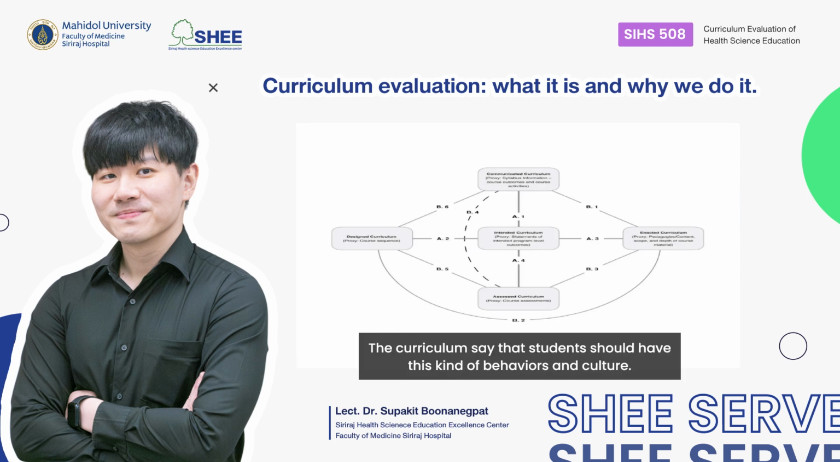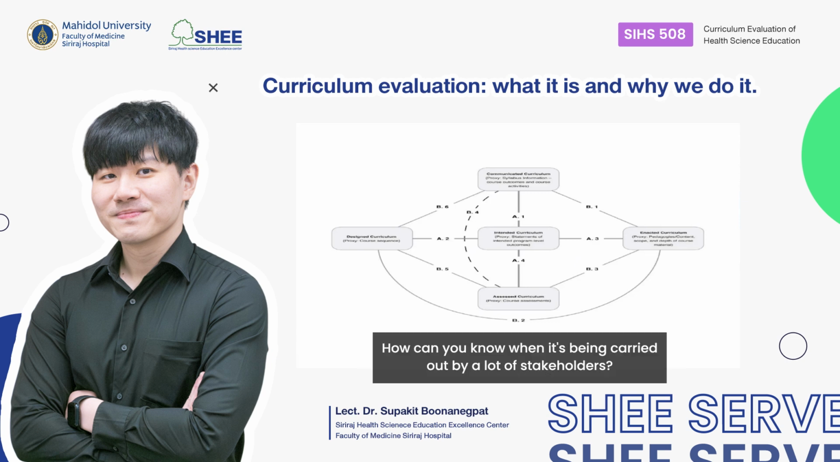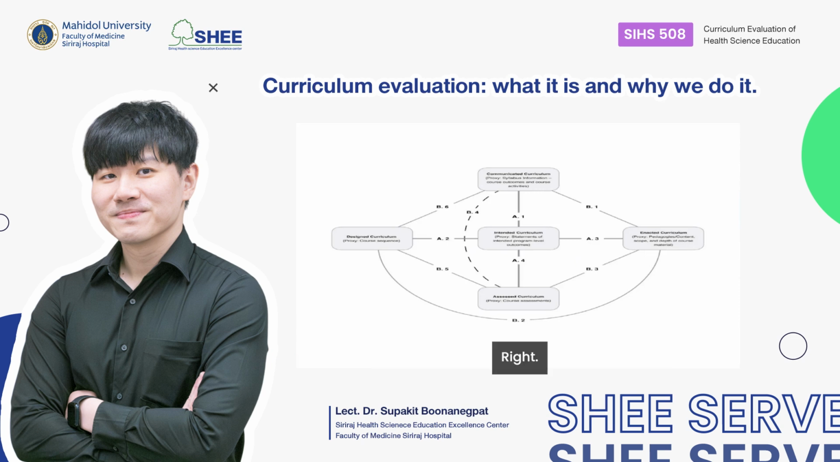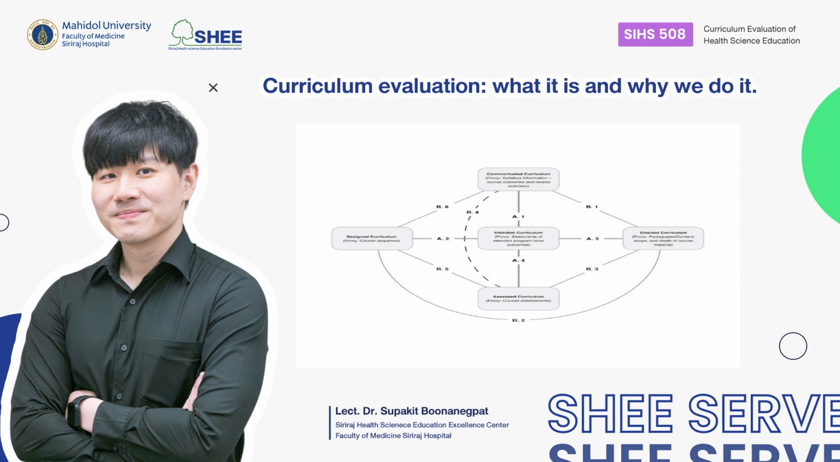The curriculum says that students should have this kind of behaviors and culture, right? How can you know when it's being carried out by a lot of stakeholders: faculty members, staff, teachers? How can you be sure? That's a big question. How can you know that the curriculum is carrying out what you intended for them to do? Okay, but it doesn't necessarily mean a bad thing. It might be better than what you had designed. The teachers can adapt to the new technology, adapt to the new trend, and therefore they make it better by themselves. That's going to be a good thing, you know?